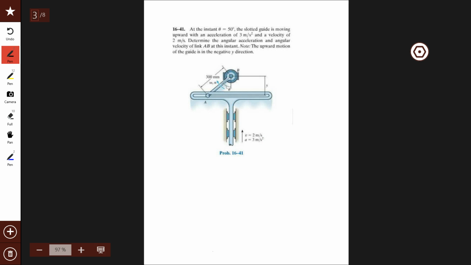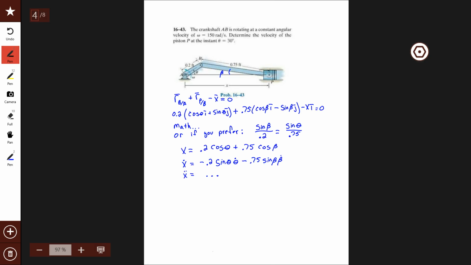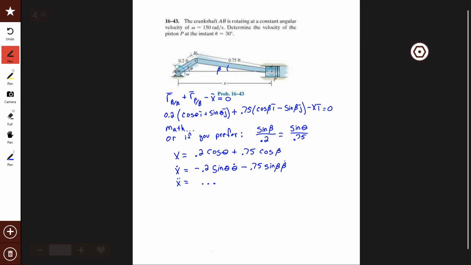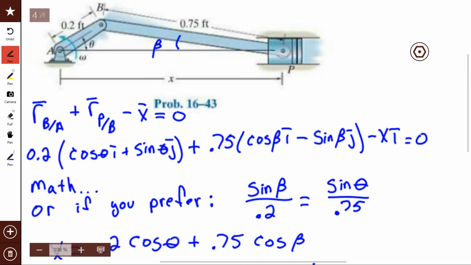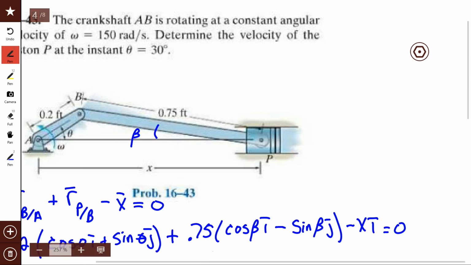I think we did this one. I'm not sure. 41? Okay, so we don't need to do that one? Okay, how about this one? All right, let's zoom in. And again, don't cheat by looking at what I did and then say, oh, yeah, I'm really brilliant. Okay.